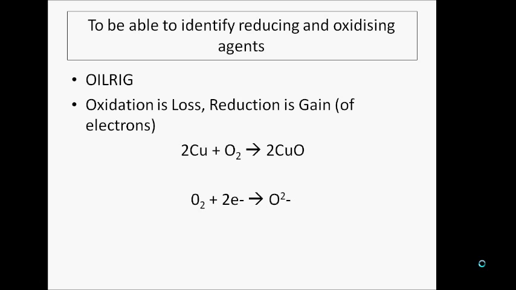So we can look at this equation being split up into two. Again we can write the half equations. The oxygen is taking the electrons and becoming O2-. And the copper is then going from Cu to Cu2+.